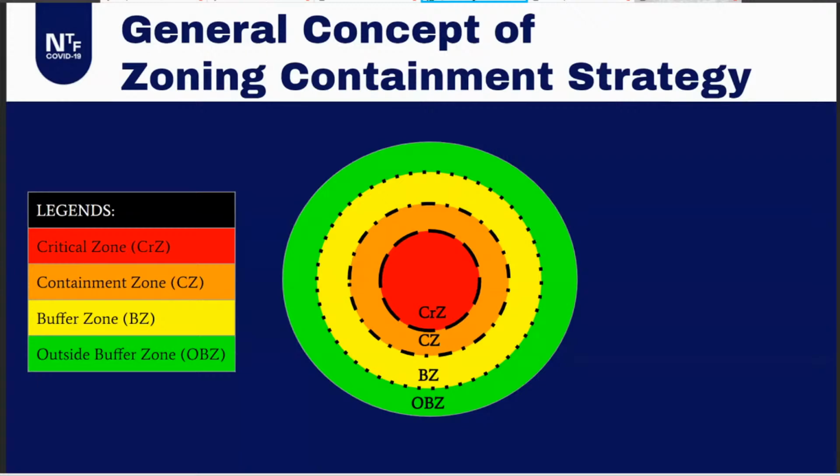And second is principle of economy of force, in which all our available resources of the LGU are utilized in the most effective way and concentrating the resources in one area where it is greatly needed. So this strategy was also used by the WHO's framework way back in 2007, in 2003 during the SARS outbreak and the pandemic influenza. So this general concept of zoning containment was also used.